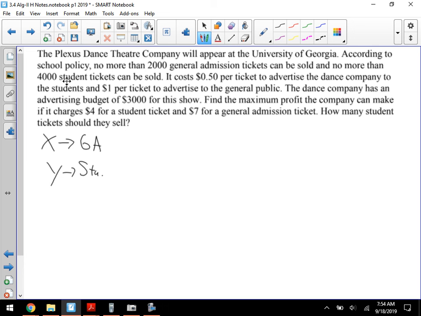It costs 50 cents to advertise the dance company to students and $1 to advertise to the general public. Why they're two different prices is beyond me, because students are part of the public realm, so I guess maybe they get a deal in the student newspaper.